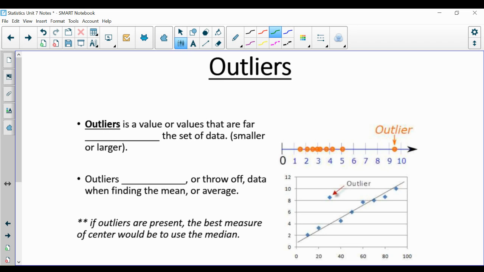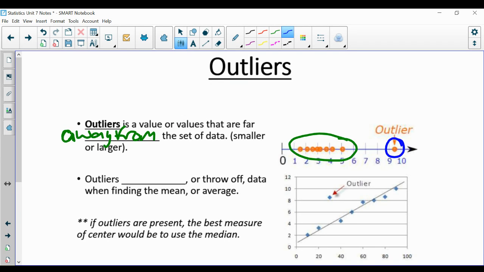An outlier is a value or values that's far away from, or outside the set of data. So if we look at our example over here, here's where the majority of our data set is, but then over here I have this one lonely little data point, and it's really outside the rest of the data set. It's really far away from the rest of the data set. And so that guy would be an outlier. And outliers can either be bigger or smaller than your data set.